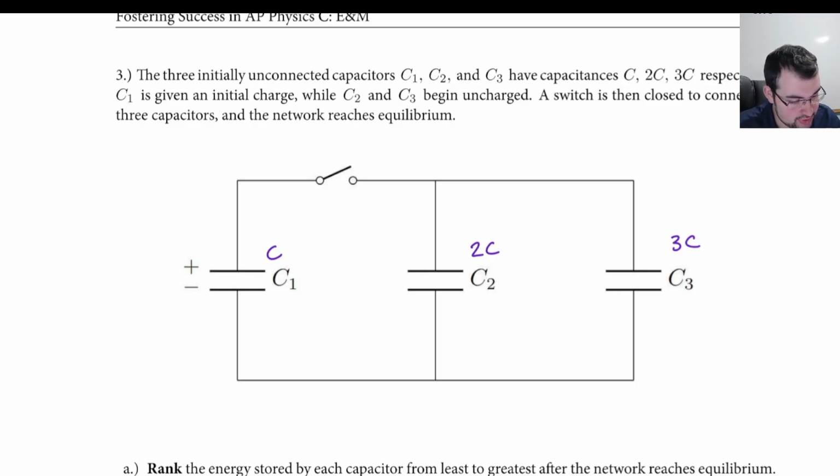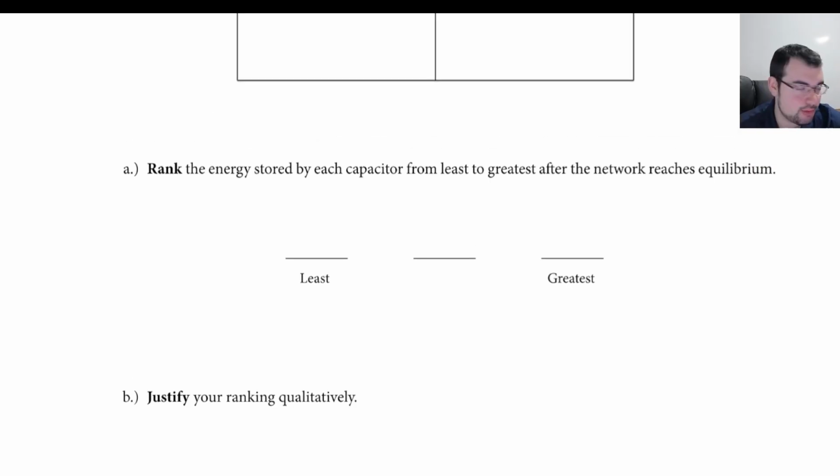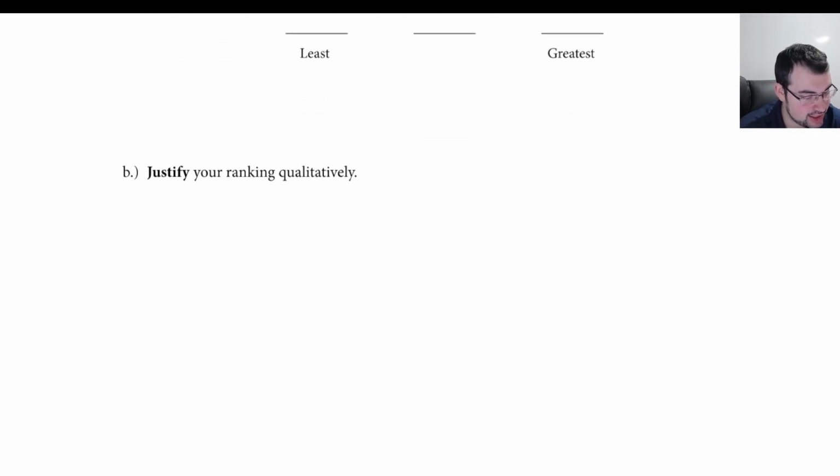So as soon as we close the switch, we know that a bunch of charge is going to get pumped from the top of C1, and some of it is going to go here, some of it is going to go here, and we're really interested in, once equilibrium is reached, how do the energies compare? So of course, we probably can't just come up with the ranking instantly. We want to start with thinking about our justification. And it says qualitatively. So what does qualitatively mean? It means don't derive an expression.